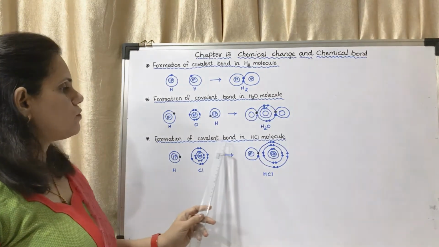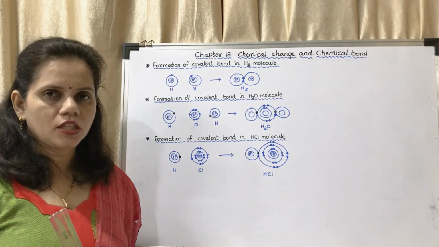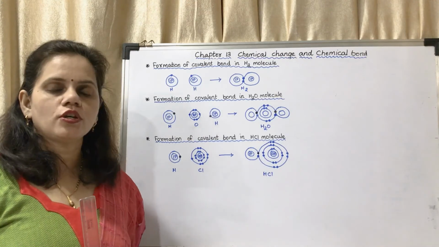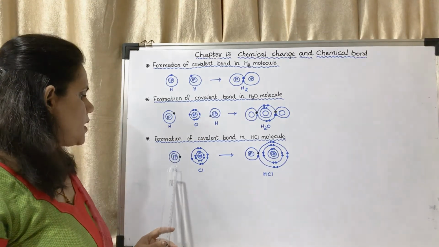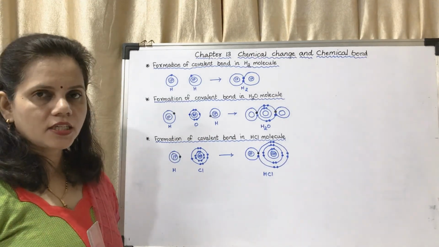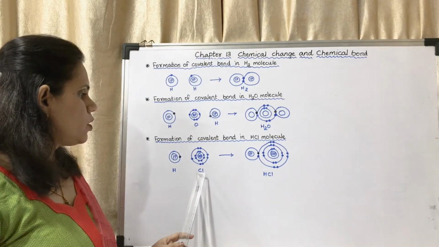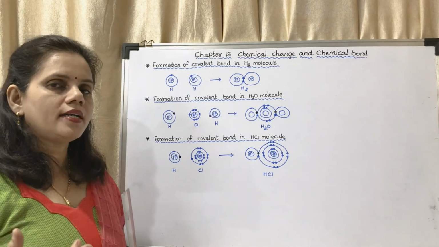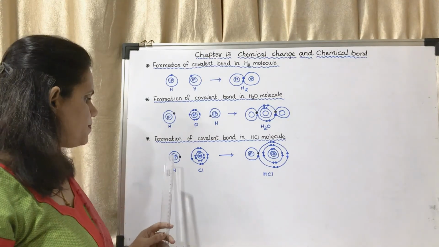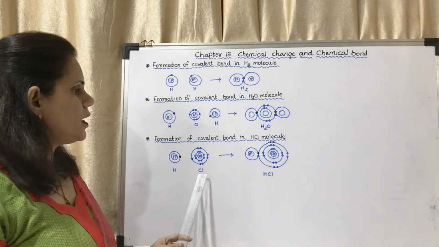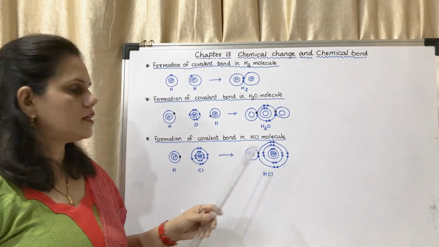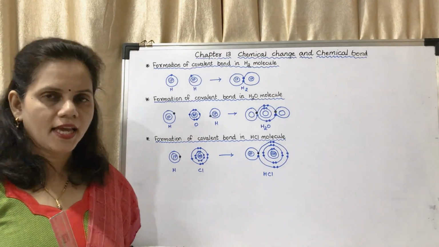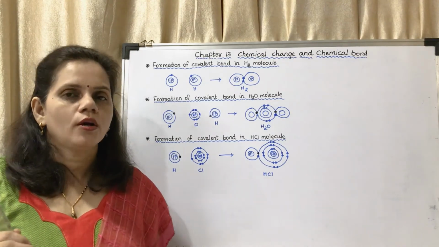Next is formation of covalent bond in HCl molecule. This is a question given on page number 94. Use your brain power question. In hydrogen, there is 1 electron in its outermost shell. Chlorine is having 7 electrons in its outermost shell. So it needs 1 more electron. So hydrogen will share with chlorine. Okay, here they have shared to form HCl, to form a covalent bond.